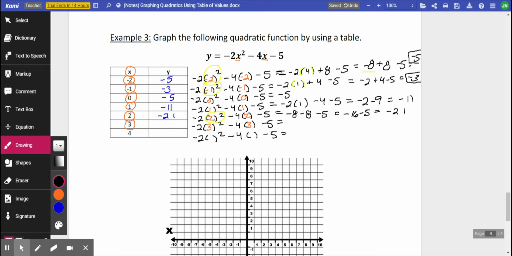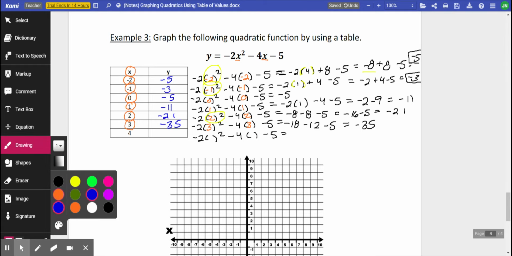So in this case, we get 9. 9 times 2 is 18. So this will be negative 18 minus 12 minus 5. That'll give me 30. Minus 5 is negative 35. So this will be negative 35 on the next one, which again, it will probably not fit in the graph.